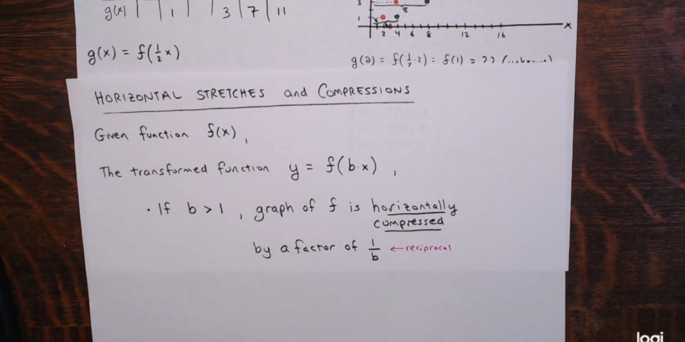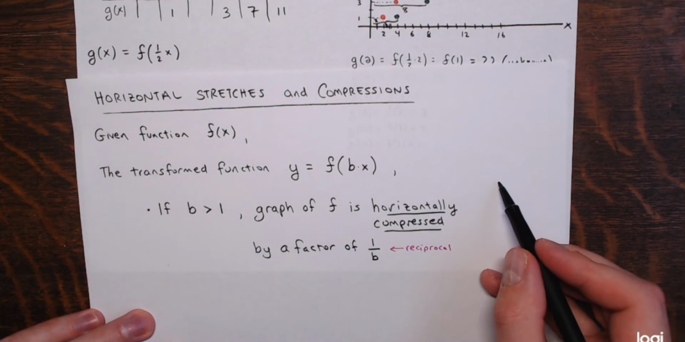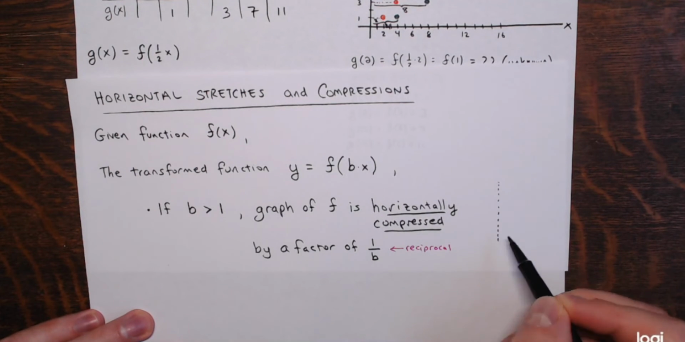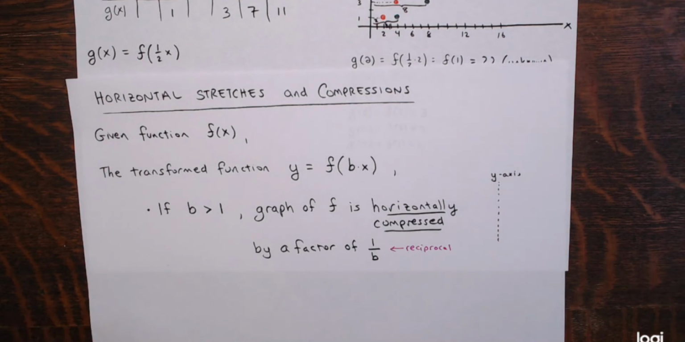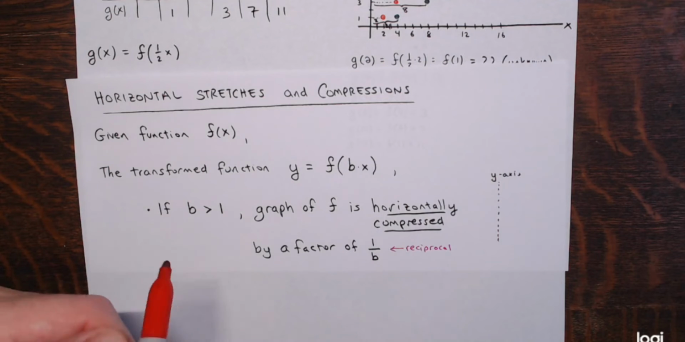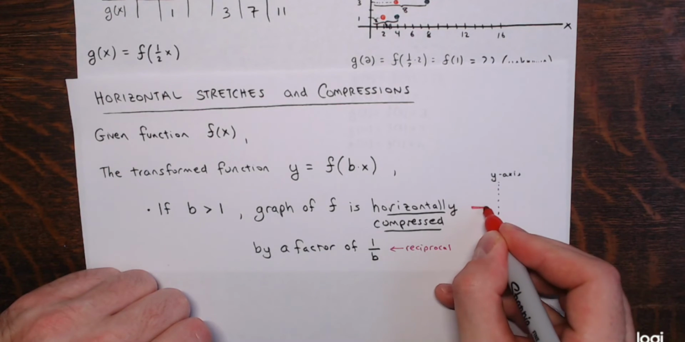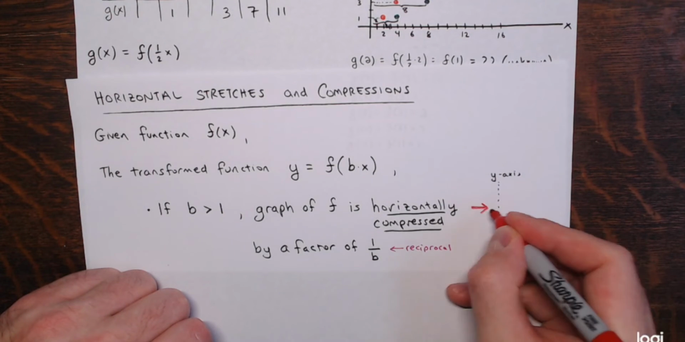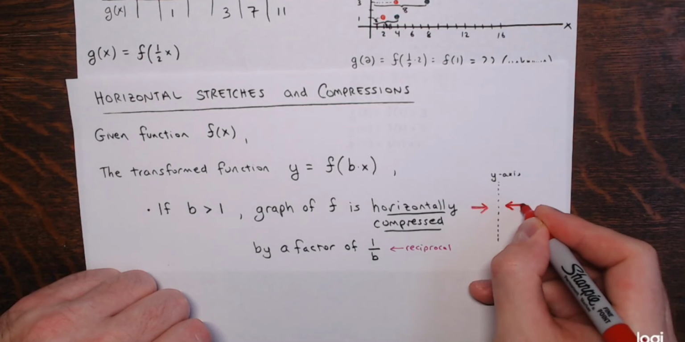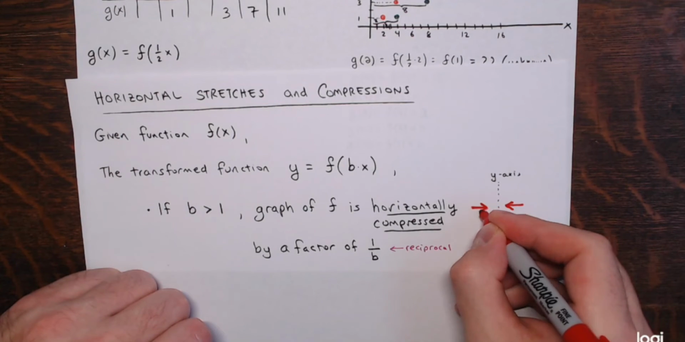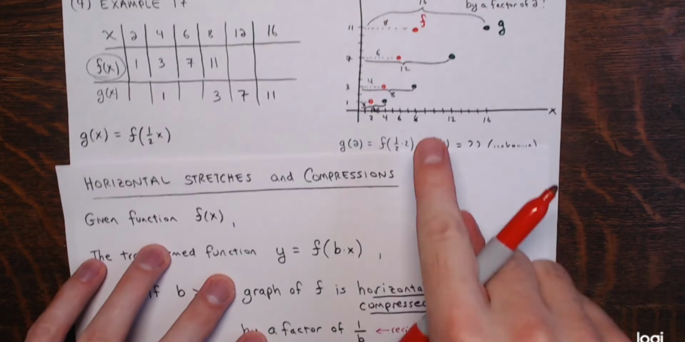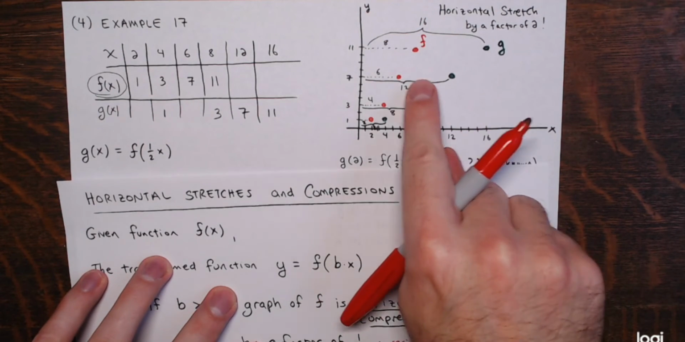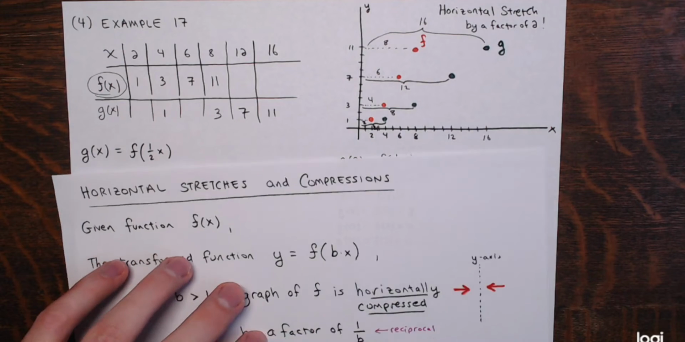Okay. And then again, what do I mean by horizontally compressed? Well, say this is the y-axis, the vertical axis. Horizontally compressed means that all the points are moved closer to the y-axis. In the previous example, they were moved farther away. So that's a horizontal stretch, and that's what I'll talk about now.